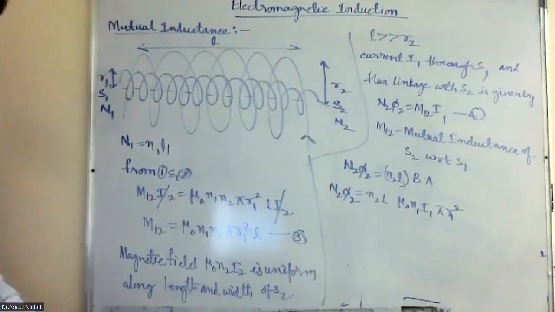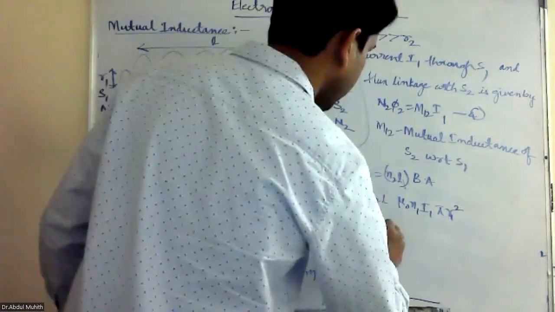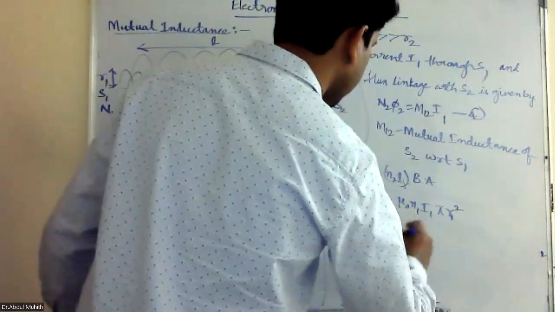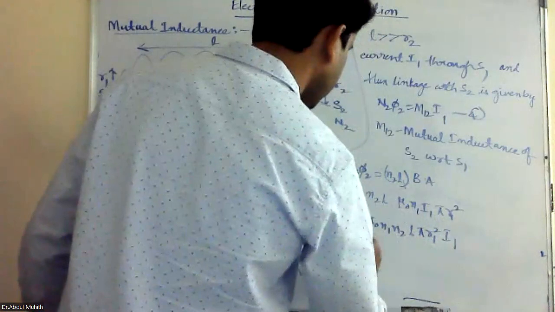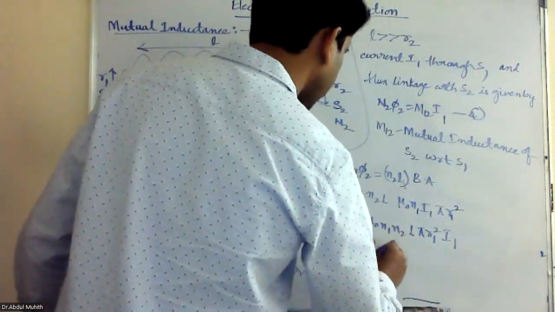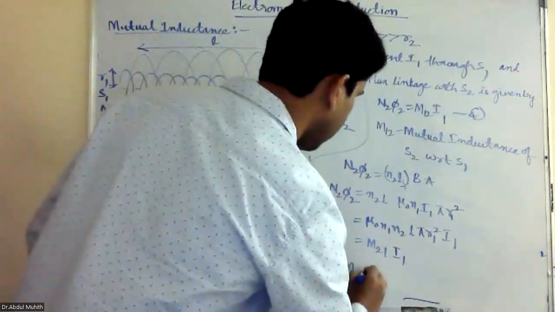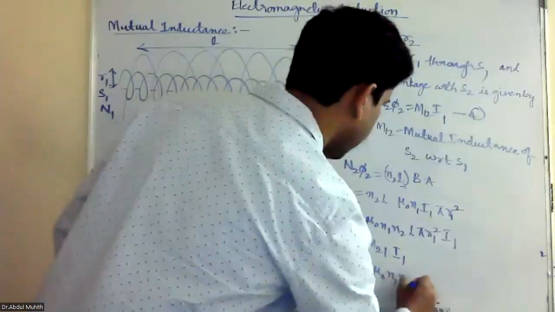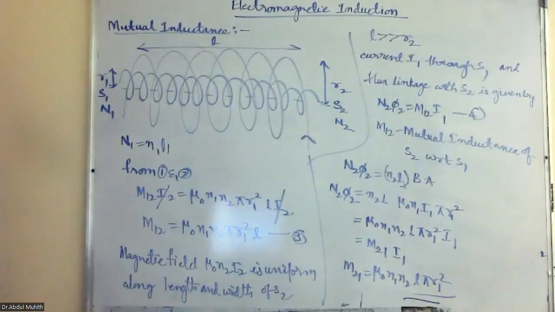Now we are going to equate both of them. Here we have N2 mu 0 N1 over L into pi R1 square into I1, equal to M21 into I1. M12 is finished. So M21 is equal to mu 0 N1 N2 over L into pi R1 square. This is the answer. So this completes your answer. Just copy this one.